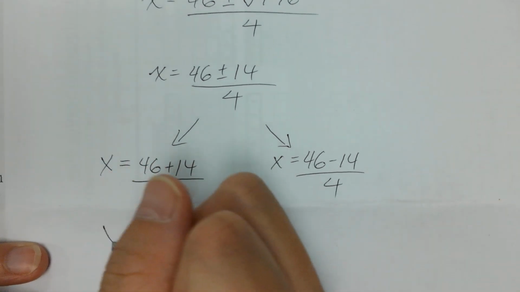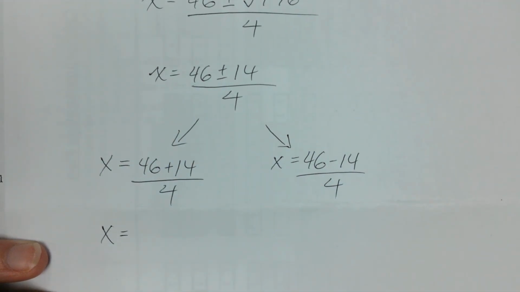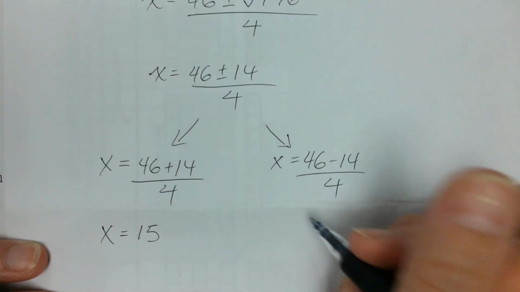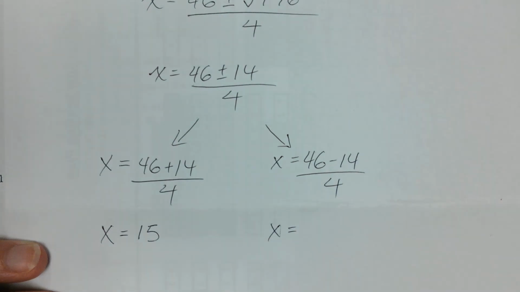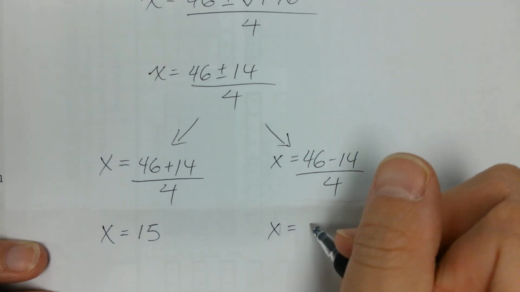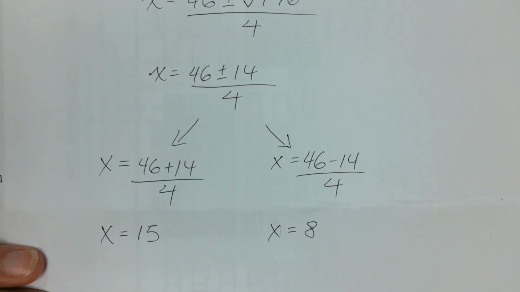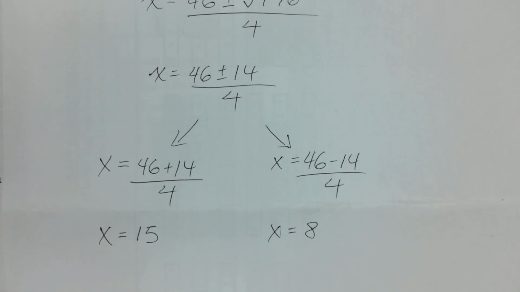Okay. So x equals 46 plus 14 gives you 60. 60 divided by 4 is 15. On the other hand, 46 minus 14 gives you 32. 32 divided by 4 gives you 8. Okay. I have two answers right here. Am I taking both answers or am I rejecting any answers? What do you think? Should I reject any of these?